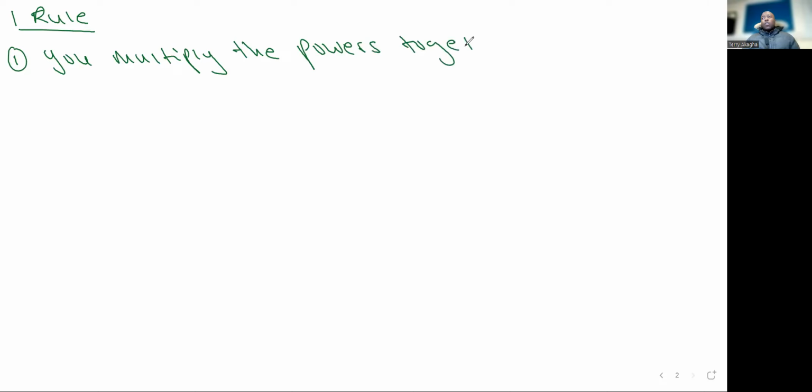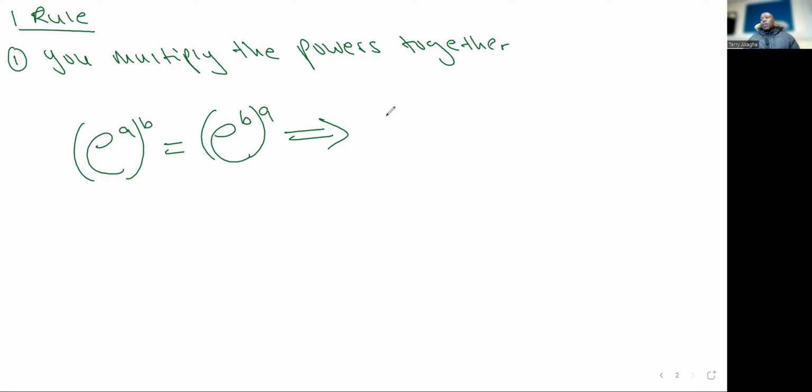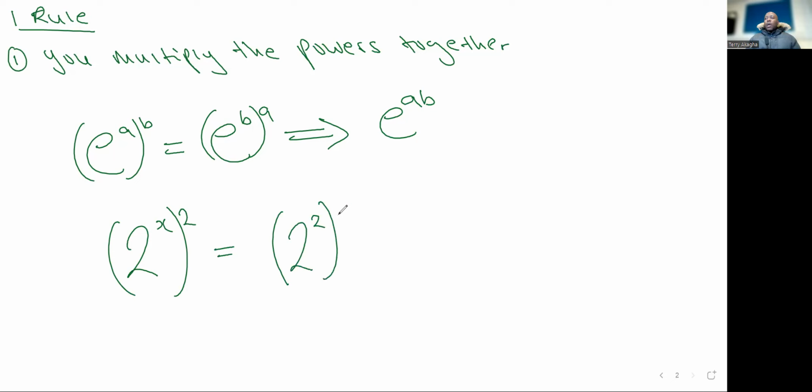Also, keep in mind that when you have something like e raised to power a, b, I can rewrite this as e, b to power a. It's the same thing, and the answer will give you e to the power AB. For instance, if I have 2 x 2, you can also write it as 2, 2x. These are the same representation of the same value.